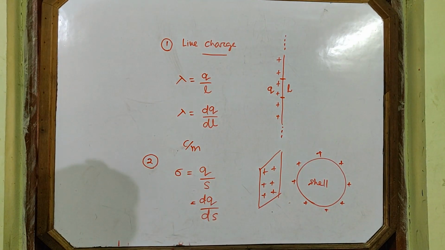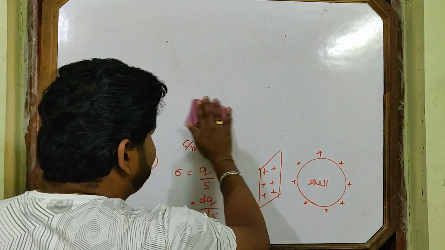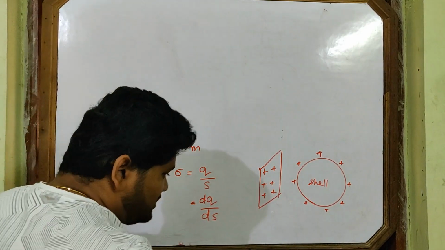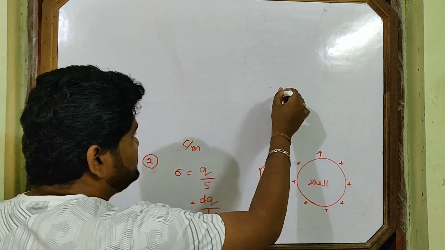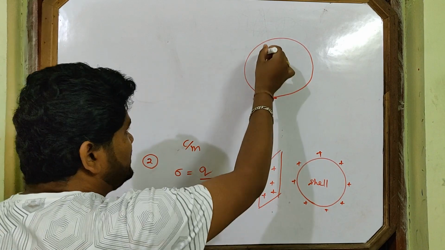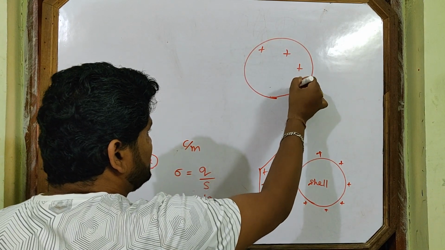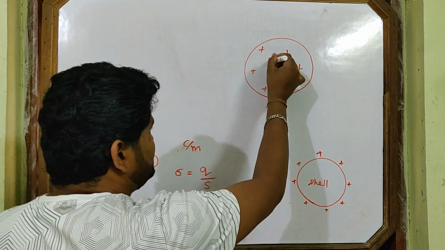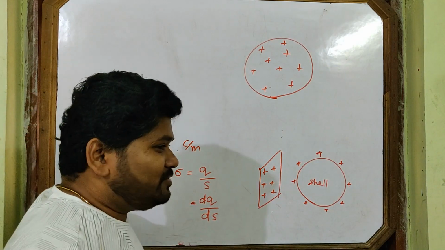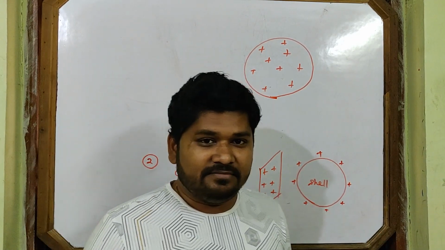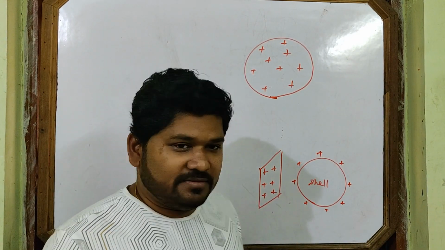Okay. Then come to volume charge distribution. Volume charge distribution: charges present in, suppose, a non-conducting solid sphere. Non-conducting solid sphere, you see. I told you non-conducting solid sphere. Here I told you shell.